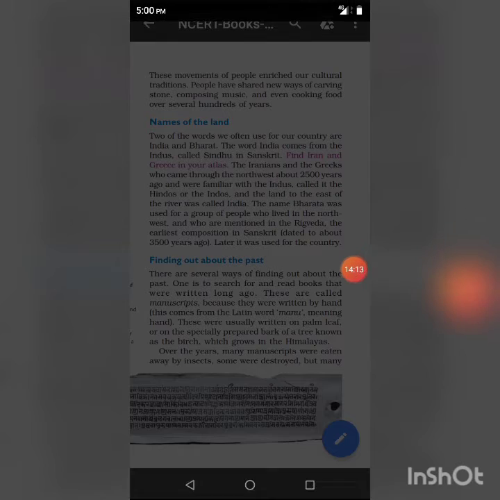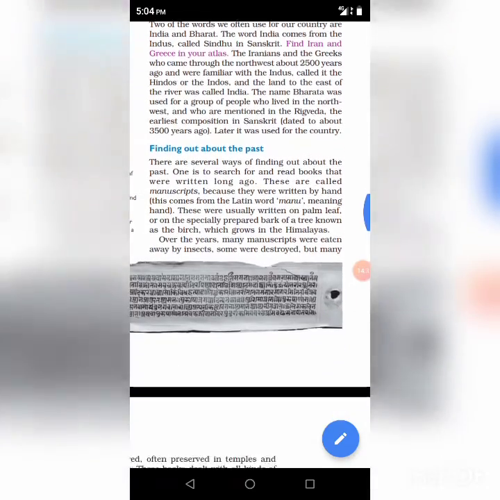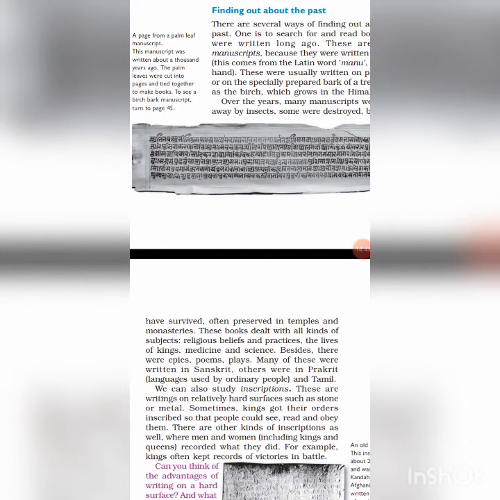These manuscripts were written long ago with the help of hand. They were usually written on palm leaf or on the specially prepared bark of the tree known as the birch, which grows in the Himalayan region. Over the years, many manuscripts were eaten up by insects and decayed by microorganisms, but some survived, which are preserved in temples and monasteries.